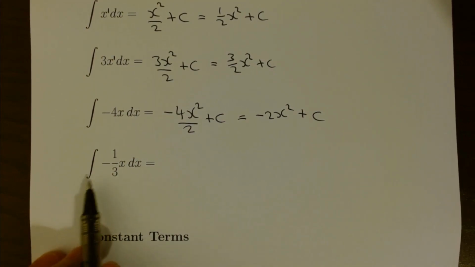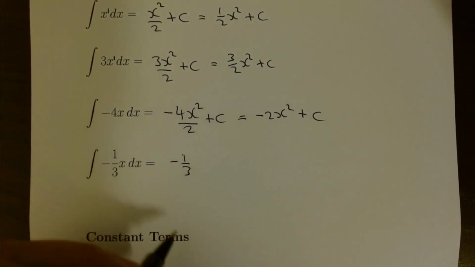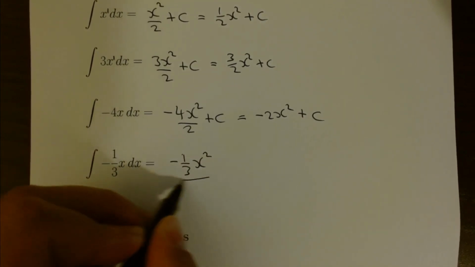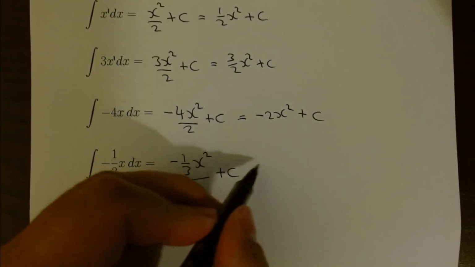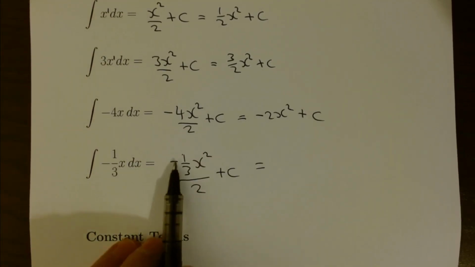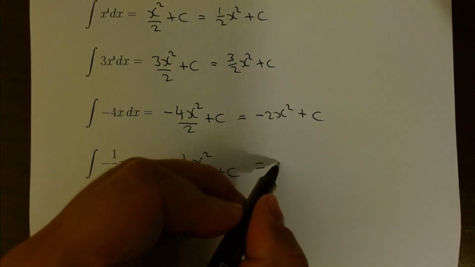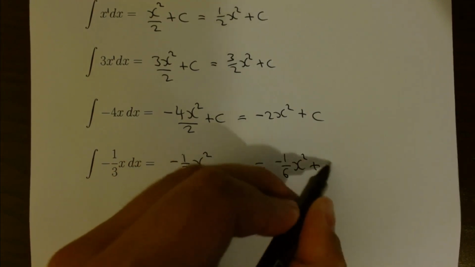And then we want to integrate minus 1/3 x. We get minus 1/3 x. We add 1 to the power, divide by the new power, plus c. And now we can simplify. So this is minus 1/3 divided by 2, that's minus 1/6. So minus 1/6 x squared plus c.